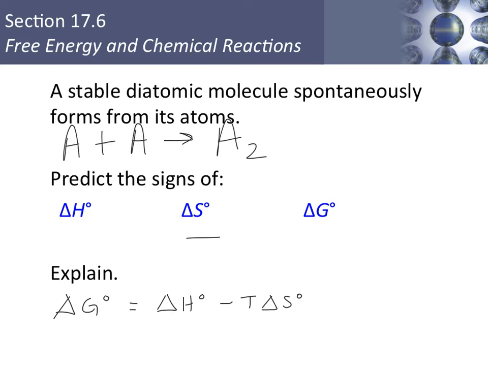Now let's think about our standard enthalpy change. We have bond forming only, and so that is exothermic, and that sign would also be negative. In section 4, we talked about if the enthalpy change was negative and the entropy change was negative, that delta G would be negative if the temperature was low. But here we also have an additional clue. We are told that this is a spontaneous process. So that means that our standard free energy change is also negative.